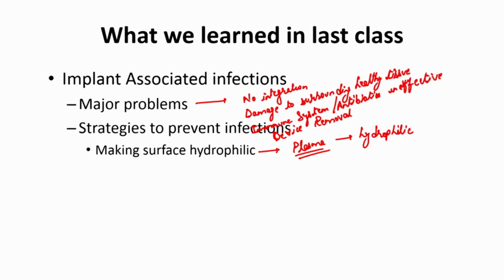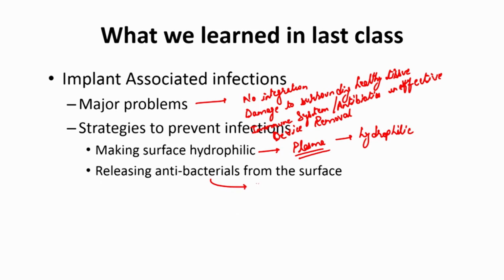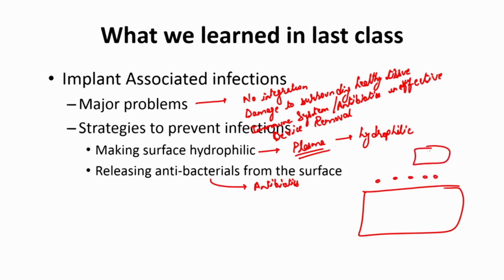Another strategy we discussed was to release some antibacterials on the surface. This could be antibiotics or some other small molecules, and if your implant is already releasing these antibiotics out in the surrounding media, then the bacteria are not able to come and attach to the surface, because this will kill the bacteria or the bacteria will just go away. So, these are some of the things we discussed in the last class.